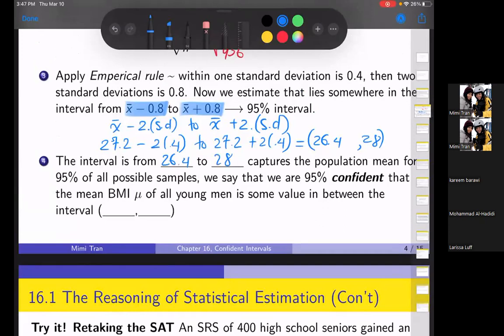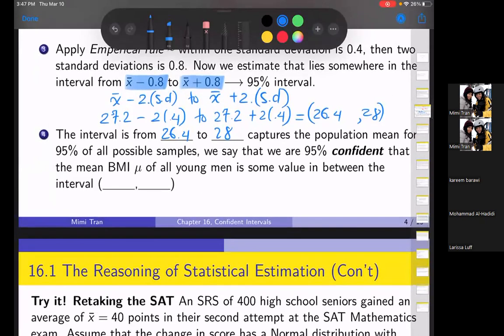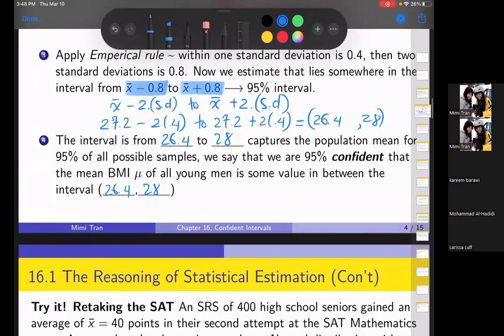Oh, I'm going to give you a little break. You guys look tired. But let's finish this slide first, and then we'll do a break. The interval from 26.4 to 28 captures the population mean for 95% of all possible samples. We say that we are 95% confident that the mean BMI mu of all young men is somewhere between the interval 26.4 to 28. Let's take a little break. You guys look tired.